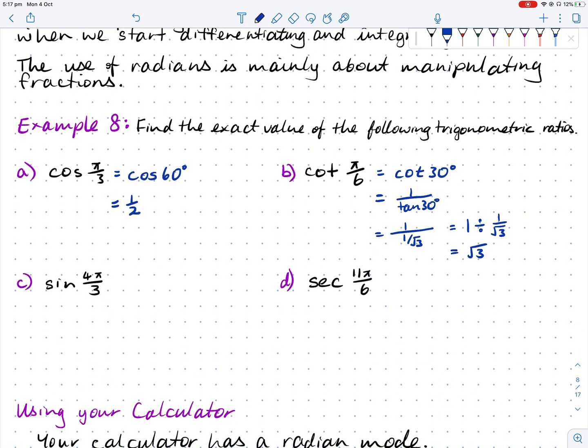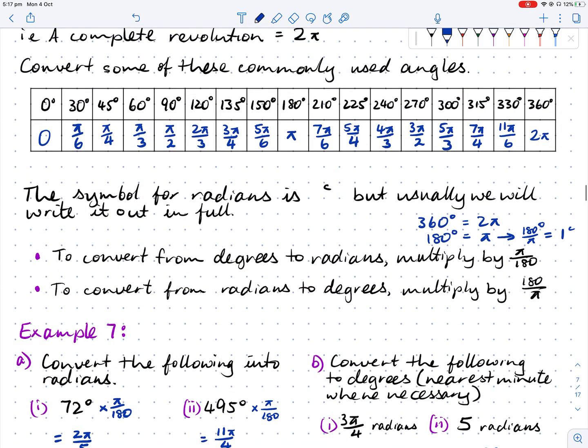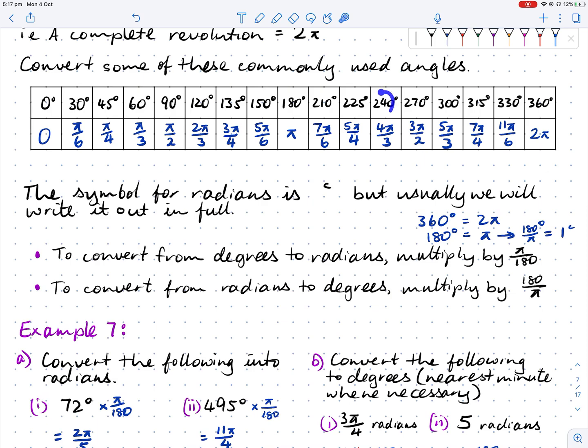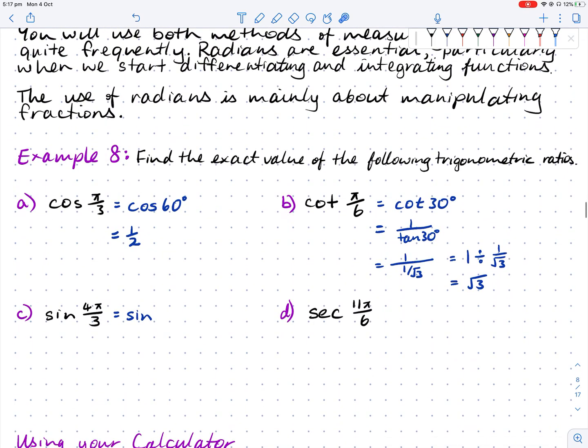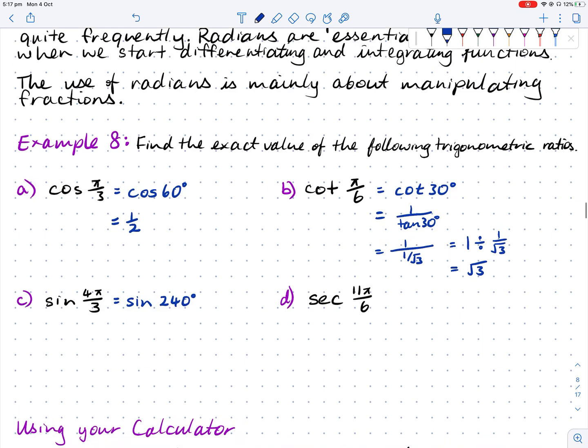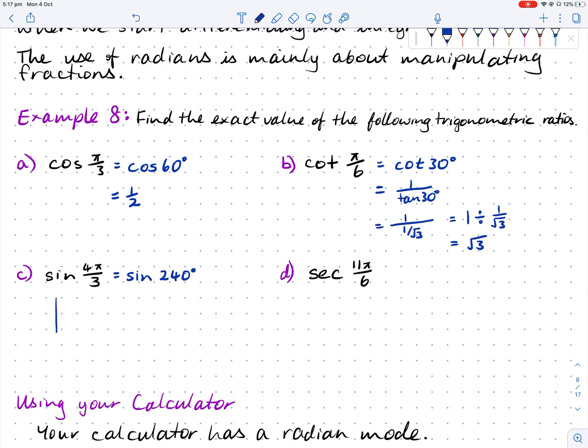With question C, we've got sine of 4 pi on 3. So sine, now 4 pi on 3, let's go back up to the table, is 240 degrees. So we're going to write this one as 240 degrees. And we need to look at our quadrants now. So 240 degrees is in the third quadrant, and the related angle there is 60 degrees. So if we're in the third quadrant, sine is negative, so it's negative sine of 60. Sine of 60 is the square root of 3 over 2. So minus root 3 over 2.